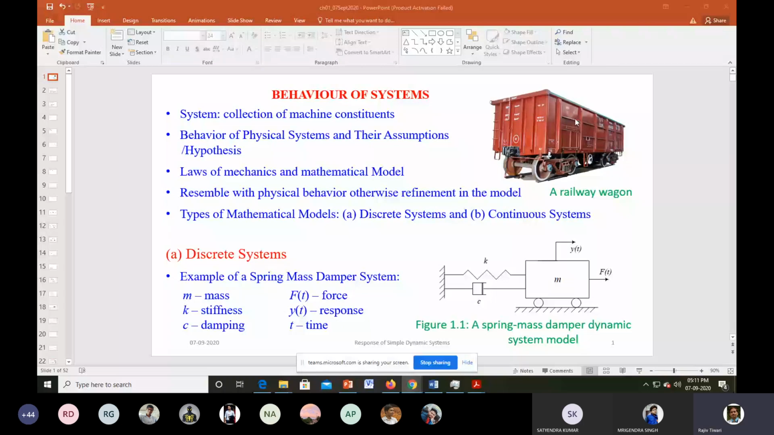So how can we do the simplification? In that also there are two different approaches. One is the discrete system, and I'll talk more about this in the present lecture, and the other is the continuous system.